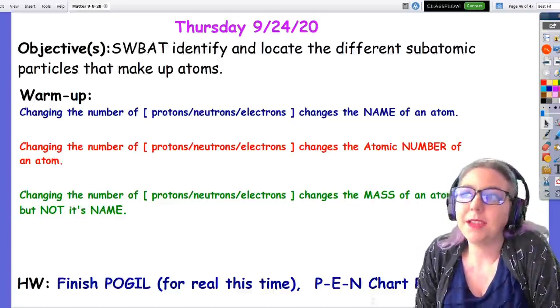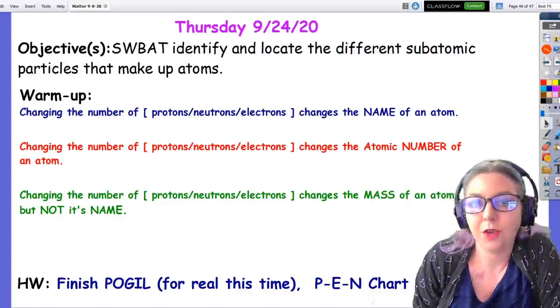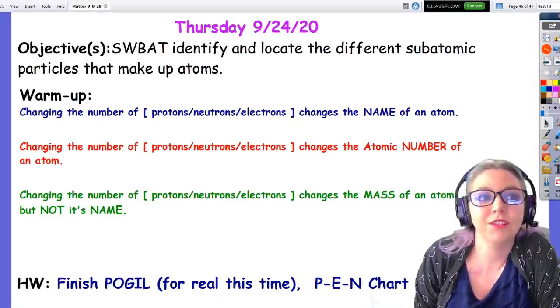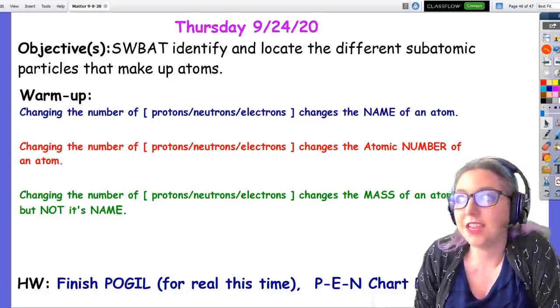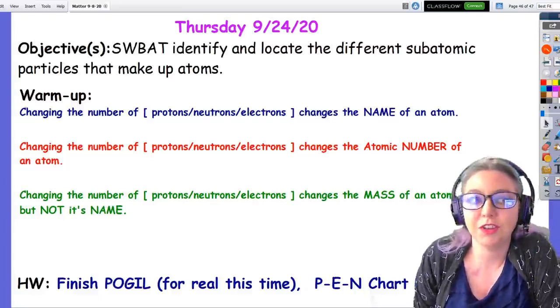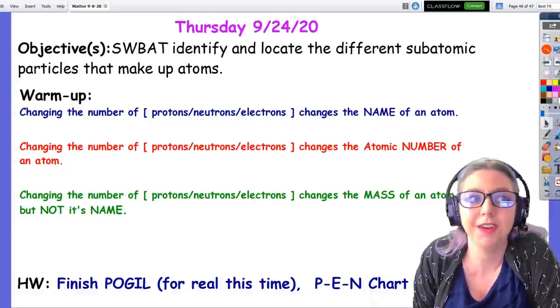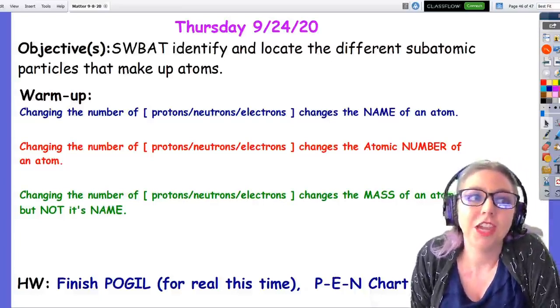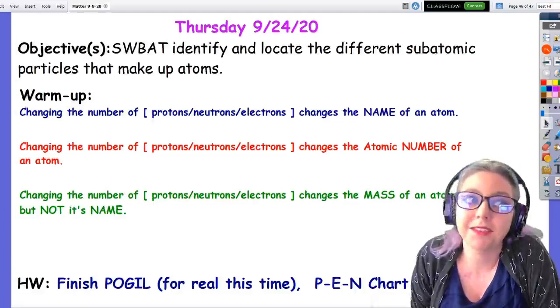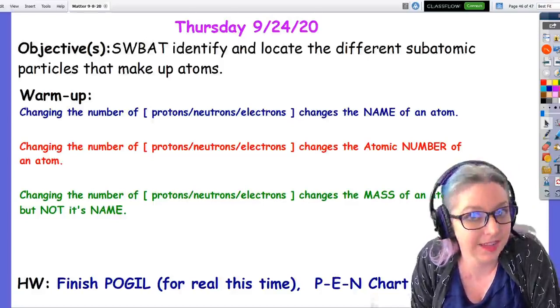So our warm-up today was to choose which of the following would finish the sentence. Changing the number of protons, neutrons, or electrons changes the name of the atom. Changing the number of protons, neutrons, or electrons changes the atomic number of an atom. And changing the number of protons, neutrons, or electrons changes the mass of an atom, but not its name.